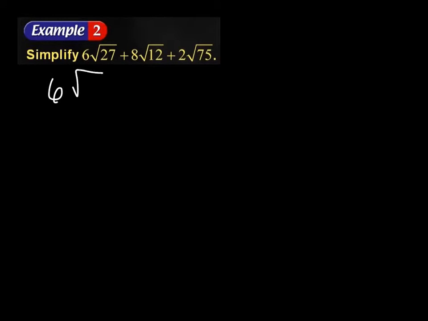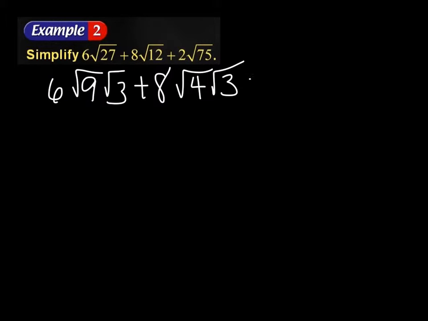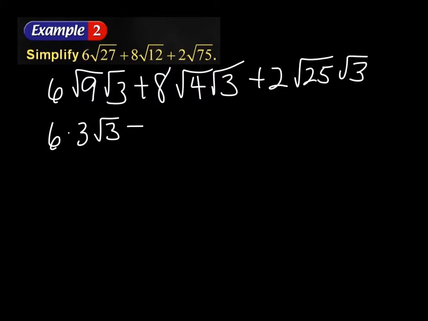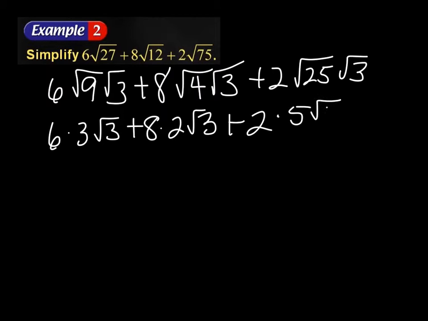So 27 I can rewrite as 9 times 3, because 9 is a perfect square. 12 I can rewrite as 4 times 3. 4 is a perfect square. And 75 I can rewrite as 25 times 3. So square root of 9 is 3. Square root of 4 is 2. Square root of 25 is 5.